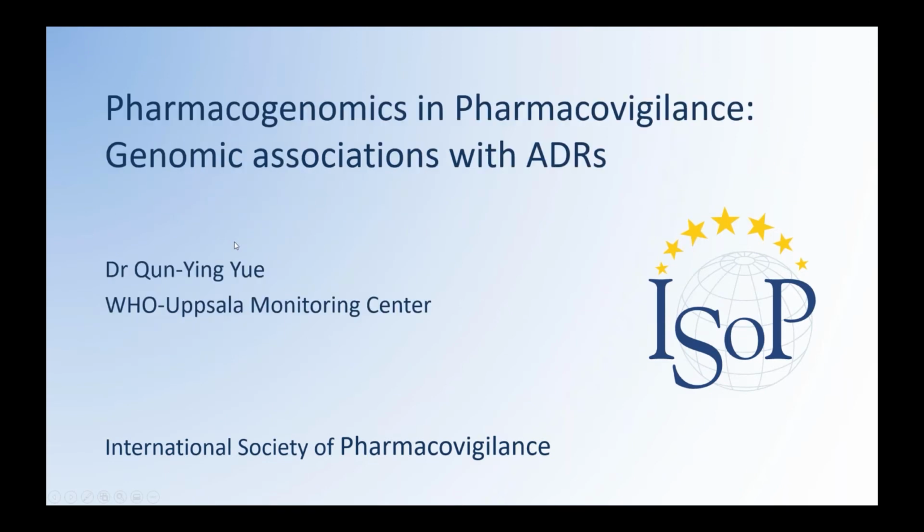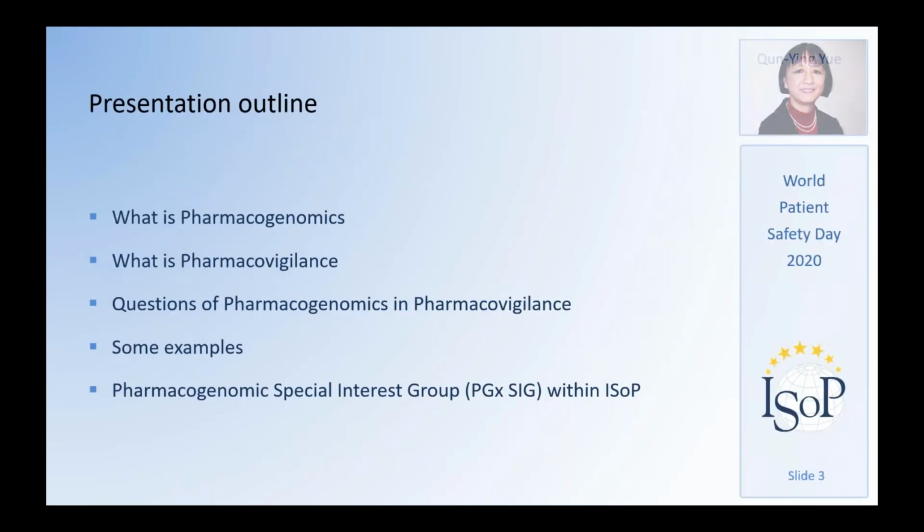The title of my presentation is Pharmacogenomics in Pharmacovigilance: Genomic Associations with ADRs, Adverse Drug Reactions. Here is the presentation outline. I will introduce the definitions of pharmacogenomics and pharmacovigilance. I will explain the questions of pharmacogenomics in pharmacovigilance through some examples. At the end of my talk, I will briefly introduce you to the pharmacogenomic special interest group within ISoP.